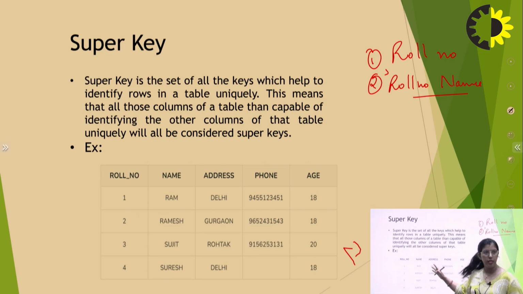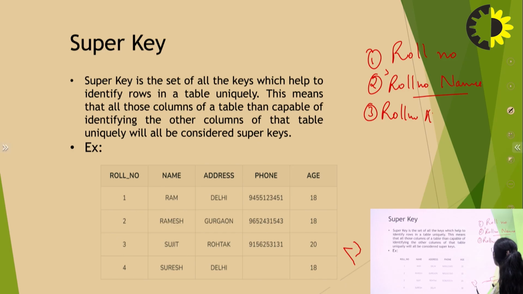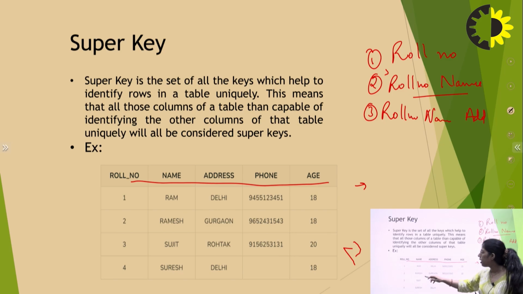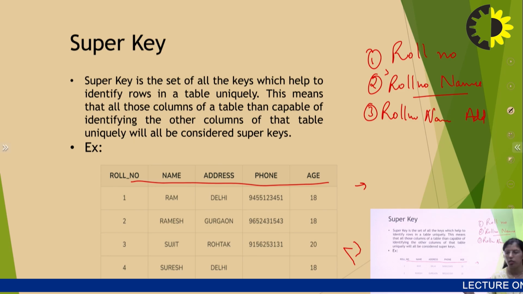Then roll number address is such a combination, roll number phone is also a combination, roll number age is also a combination through which we can identify each row uniquely. Similarly, if we have the combination like roll number, name and address, then also we are able to find the tuples uniquely. So all these combinations, and the last is taking all these attributes at once. This also can be used to find the tuple uniquely. So all these are super keys for this particular database.